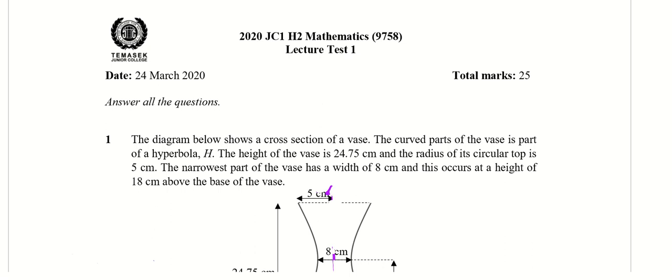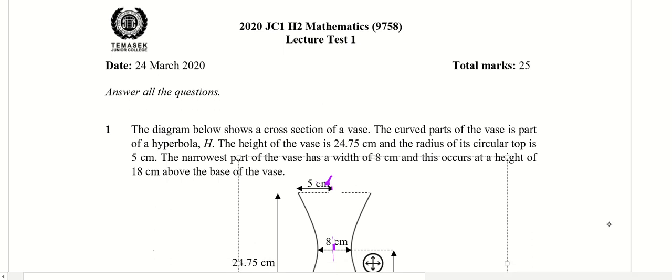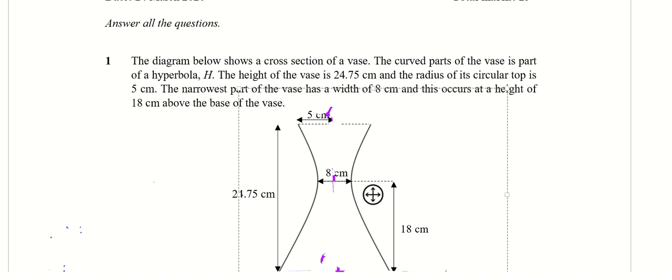Okay, let's start the correction for the lecture test. You are given that the diagram shows a cross-section of a vase. The curved part of the vase is part of a hyperbola. So highlight the keyword, part of a hyperbola.